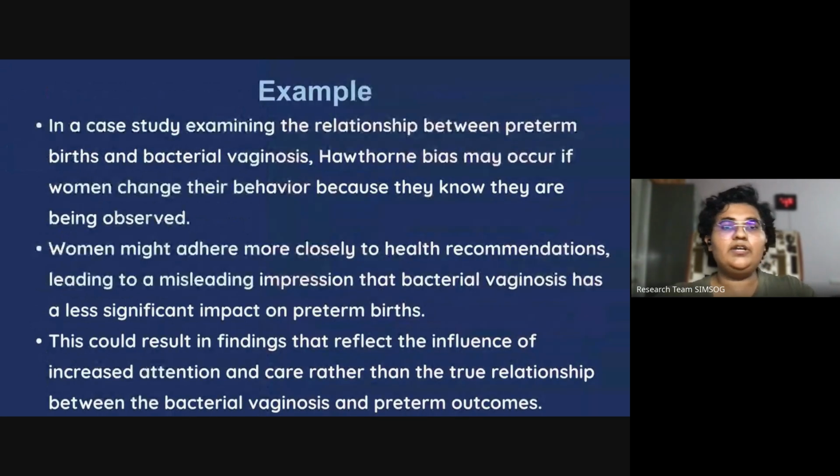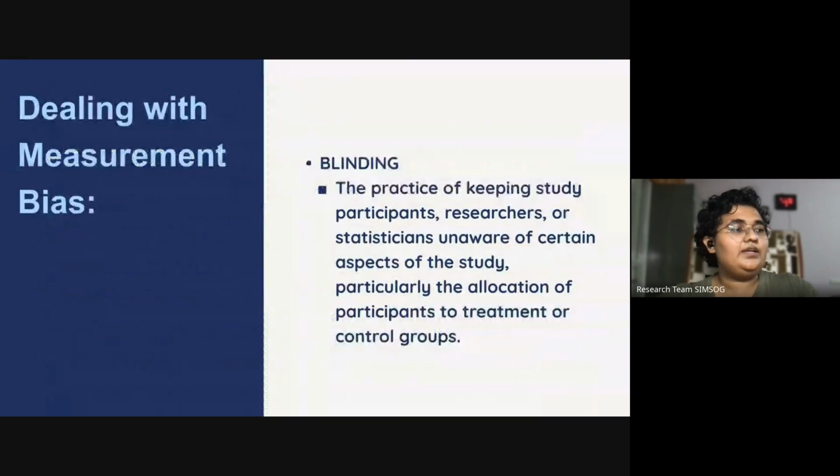Okay, we had finished talking about the different types of measurement bias. Like we talked about reducing selection bias, let us see how we can deal with measurement bias. The main way of dealing with measurement bias is blinding. So what is blinding? It is the practice of keeping the study participants or the researchers or the statisticians unaware of certain aspects of the study. That is, they are not aware of which participant is allotted to which treatment group or which control group.